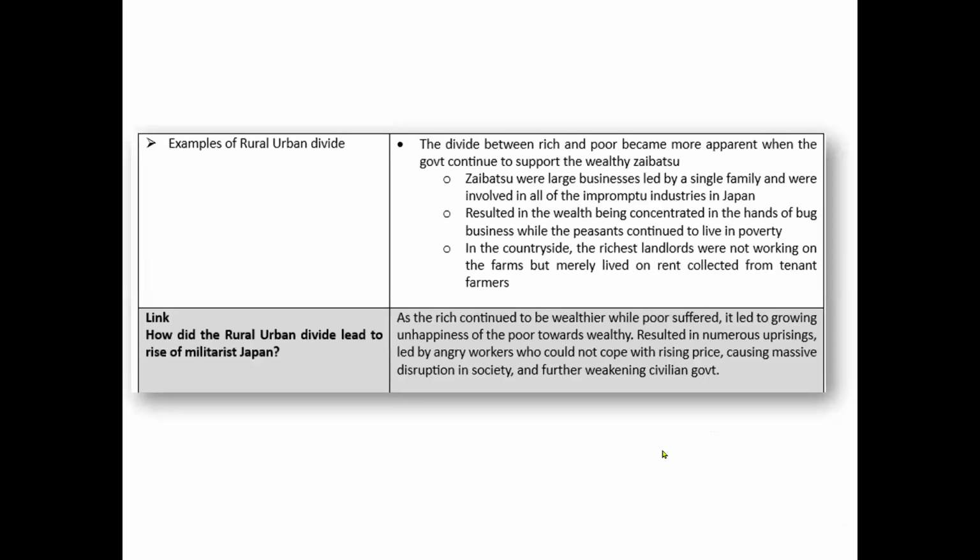Now, it made it worse when you could see that the government was supporting the wealthy Zaibatsus. Who were the Zaibatsus? They were actually very large businesses. So you had your Mitsubishi, your Nissan, okay, in the hands of big business. Meanwhile, the peasants continued to live in poverty, and the richest landlords were not working on the farm, but were merely using the tenants, or the farmers, I would say, for their hard work. Now, the divide between the rich and the poor literally led to angry workers, and it made them question the civilian government. So if there is no civilian government, then the people would have to put their support to, later on you see, the military.